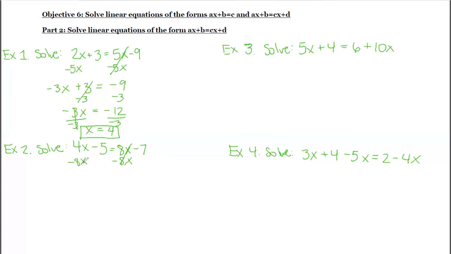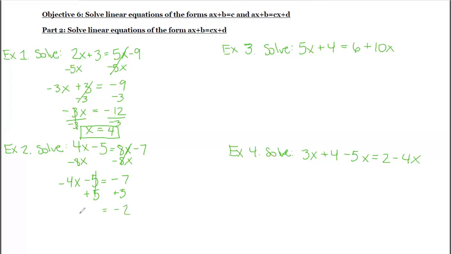So we got 4x minus 8x, which is negative 4x. Then we still have that minus 5, still have that equal sign, still have that minus 7. Okay? Now, we need to get this negative 5 over here with the negative 7. The way that we do that, we have to add 5. You guys cannot forget to do the opposite. So negative 5 plus 5, of course, is 0. That's what we wanted. And negative 7 plus 5 is negative 2.